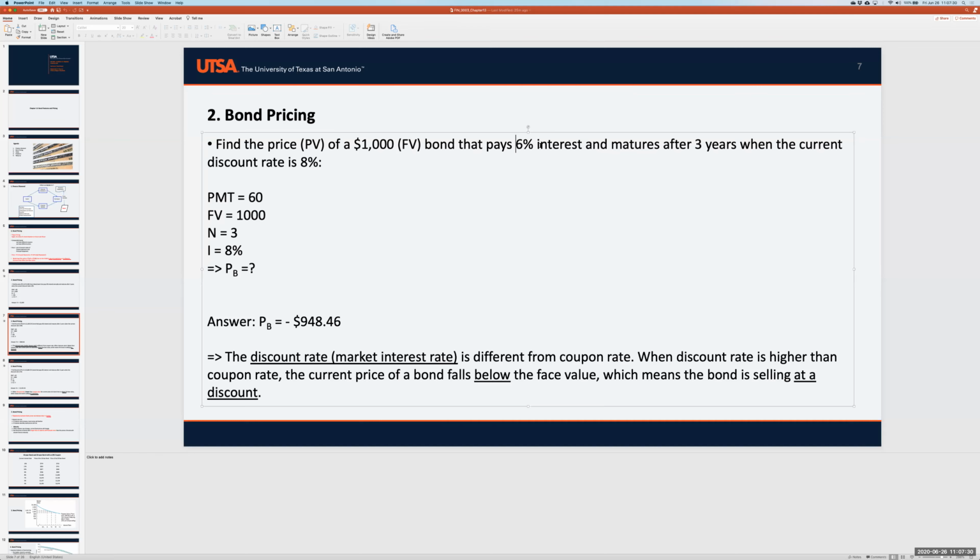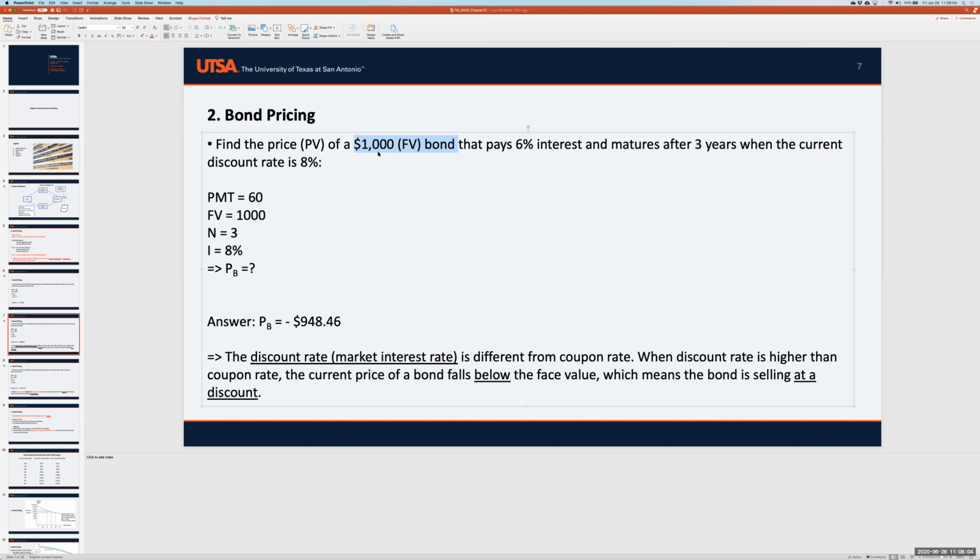As you see, this is the coupon rate, this is the discount rate, and the discount rate is higher than the coupon rate, which is our example. The current price of the bond falls below the face value. What is the face value? Face value of the bond is 1,000, which means the bond is selling at a discount, because the face value of the bond is 1,000 and the present value of this bond is 948.46, which is lower than 1,000.